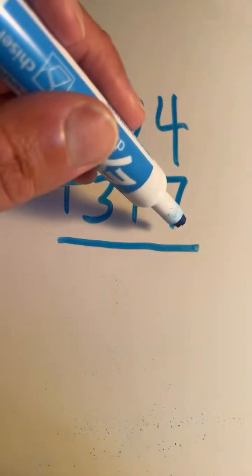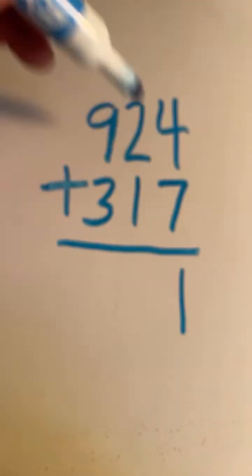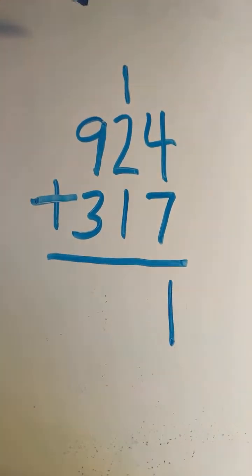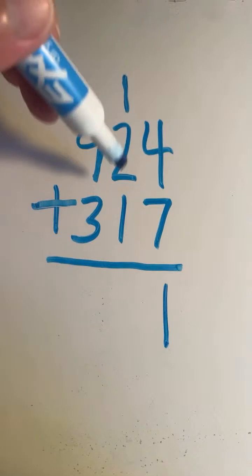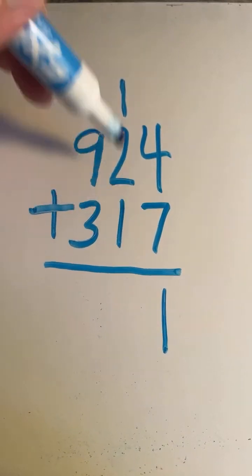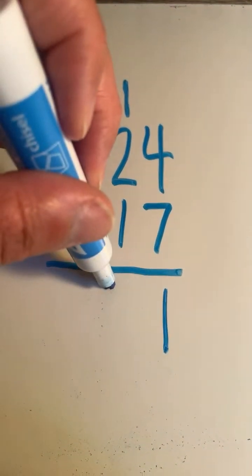So starting in the ones place, 4 plus 7 equals 11. 1, carry the 1. 2 plus 1 equals 3. We have to remember to add the 1 that we carried over. 3 plus 1 equals 4.